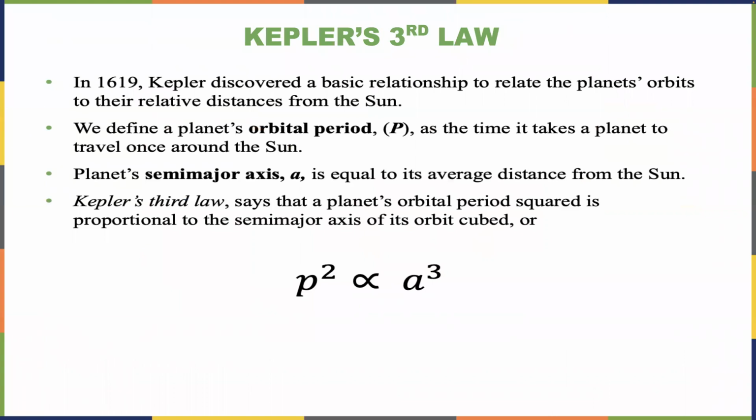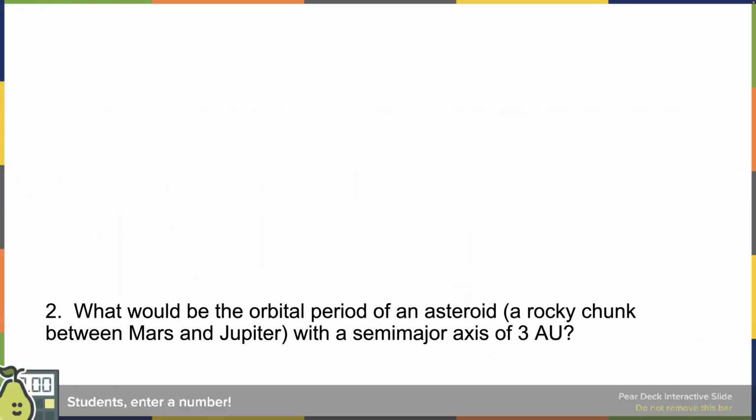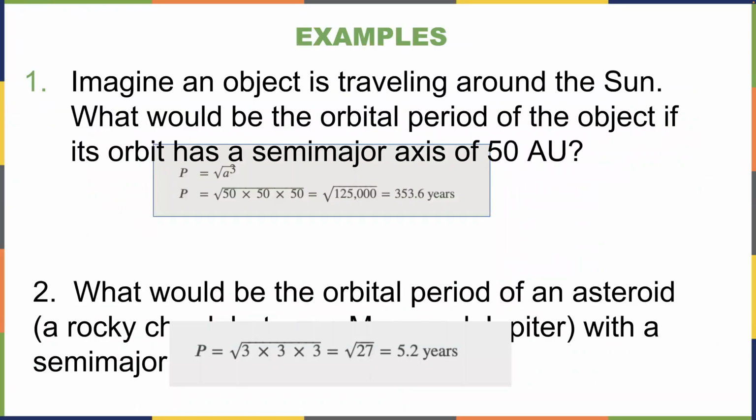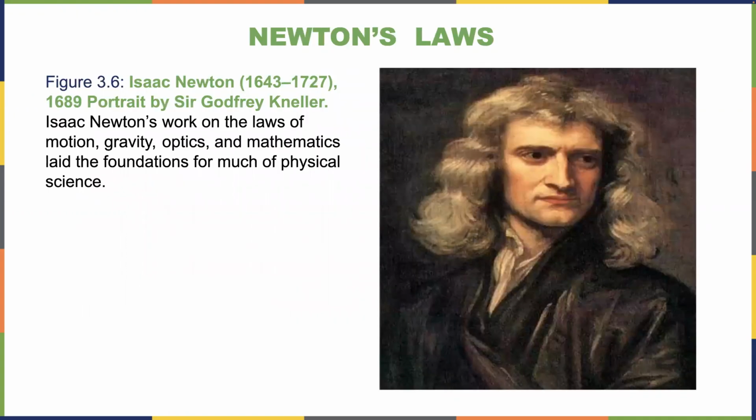Yesterday we talked about Kepler's laws, and we applied Kepler's law to find different parameters or different distances. For example, we can use Kepler's third law to find the orbital periods and the semi-major axis length, those kinds of things. And we did some examples yesterday, in fact two examples.